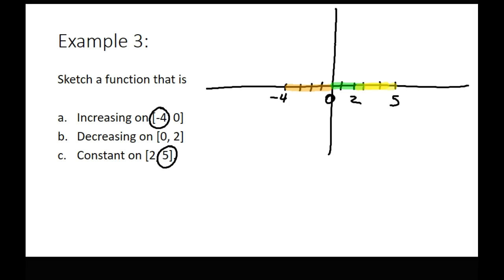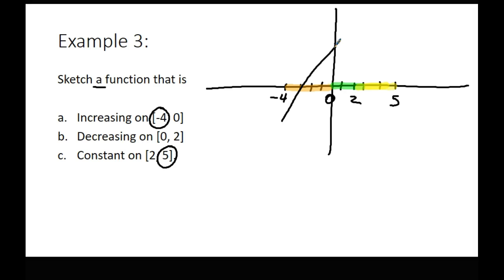It's increasing. So now it doesn't matter where you start because it says sketch a function, not the function. It's not like this is the answer. We want to just make a graph that fits this criteria. So I want to sketch a function that's increasing from -4 to 0. So it doesn't matter where you start. So let's all just put our pen somewhere, right? Let's put our pen at -4. And what's it say we're doing from -4 to 0? We're increasing.